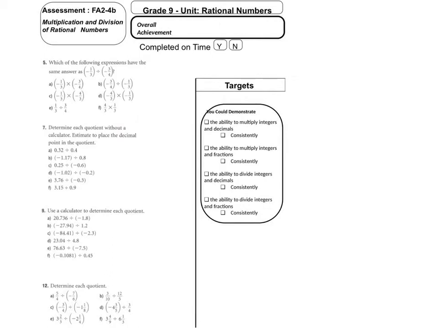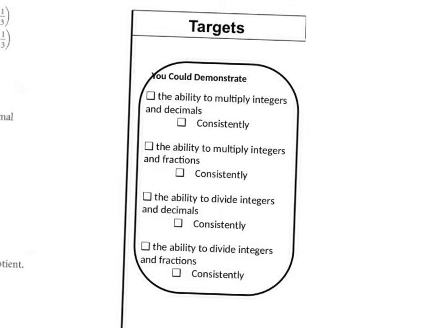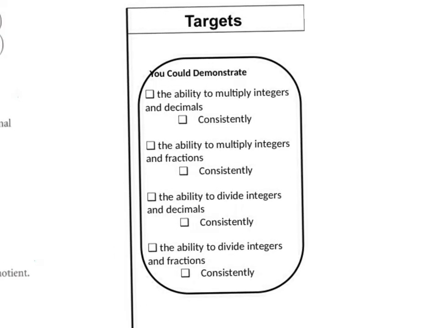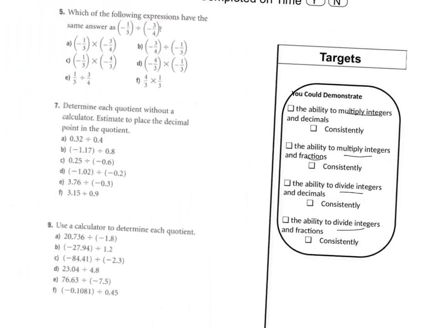So in this video we're going to be working on multiplication and division of rational numbers again. Remember that when we're dealing with these worksheets we want to look at the targets. So our targets here are, can we multiply integers and decimals? Can we multiply integers with fractions? And can we divide both decimals and fractions when we're dealing with positive and negative numbers? So that's what we're going to be trying to work on.